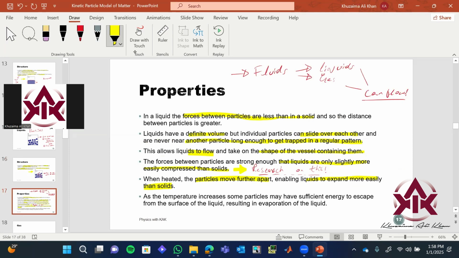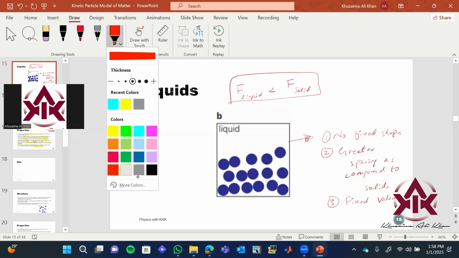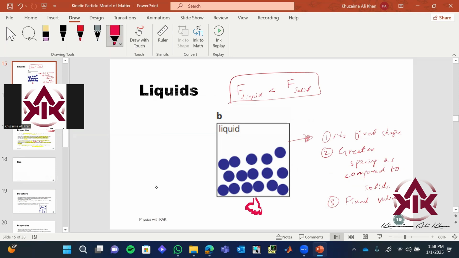So again, as the temperature increases, the particles vibrate more. As they vibrate more, they have more kinetic energy, which can result in evaporation of the liquid. Let me explain this. Let's say I provide it with heat energy. What happens? Let's say I'm heating it up with a candle.